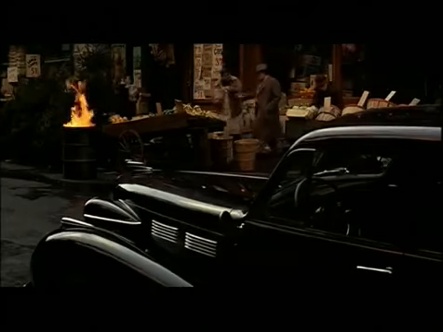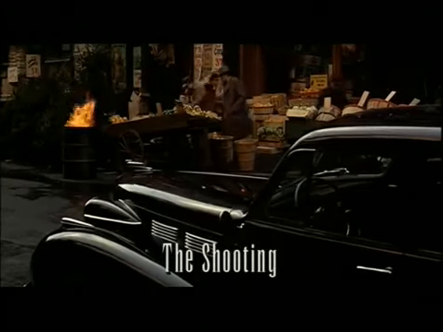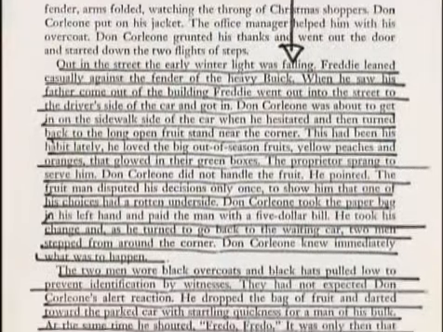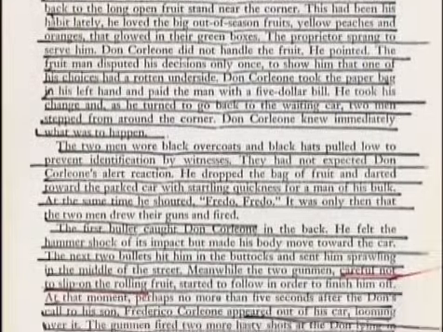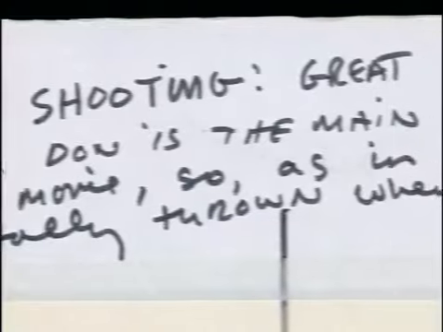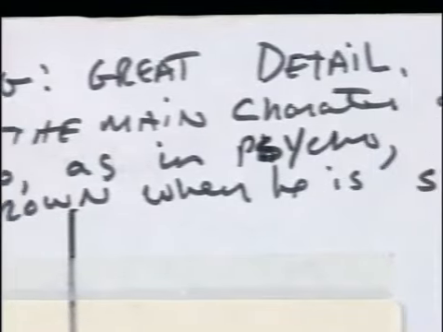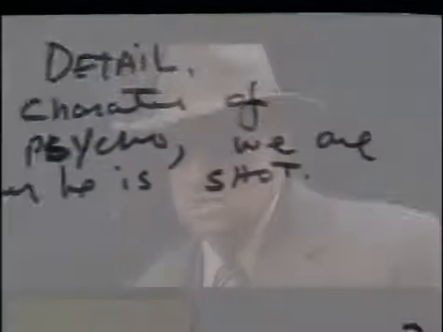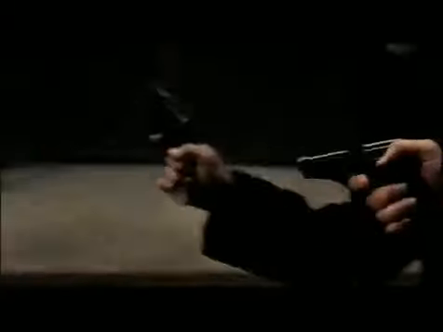On page 79 of the book, we have the actual shooting of the Don. Whenever I felt there was a really important part of the book that was going to be in the movie, I would sit there with my ruler and really underline. So this details the shooting. My margin notes are the shooting, great detail. The Don is the main character of the movie. So as in Psycho, we are totally thrown when he is shot.